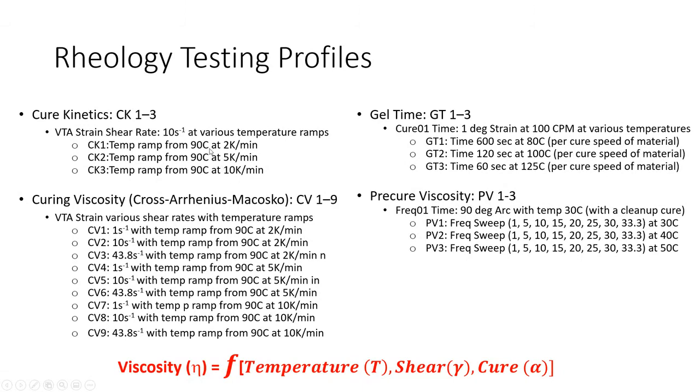We start at 90C for most materials because nothing really happens in rubber before 90C, and we run it up until the material is cured. So we run that, and the specific test that gives us the detail is VTA strain.